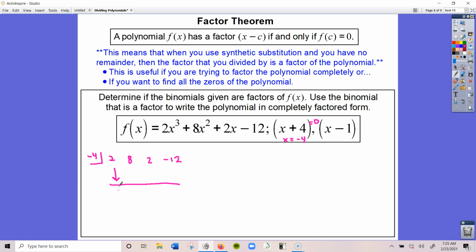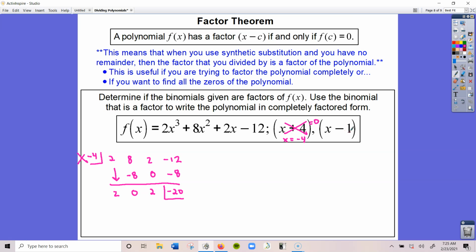Bring down the 2. 2 times negative 4 is negative 8. 8 minus 8 is 0. 0 times negative 4 is 0. 2 plus 0 is 2. 2 times negative 4 is negative 8. And we end up with a remainder of negative 20. So that means that x plus 4 is not a factor of this particular polynomial.